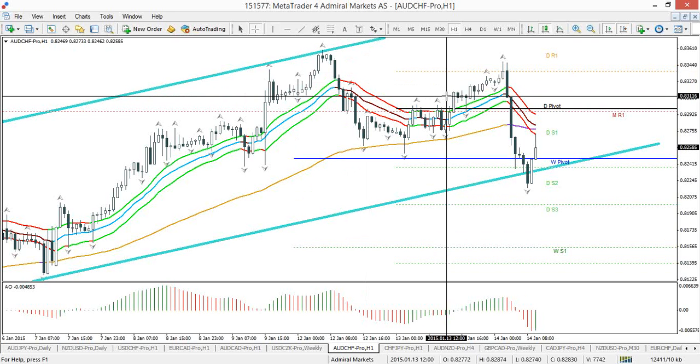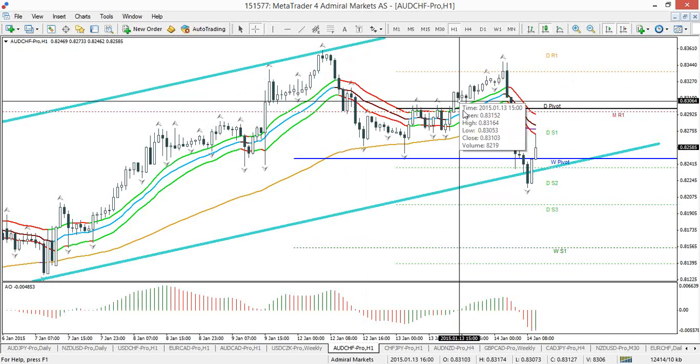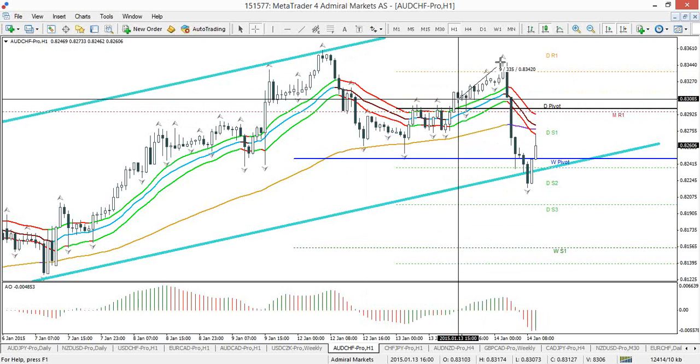Because regarding the pairs that I've looked at, I've showed you what I think is most valuable. The Aussie Swissie, by the way, made some upside here, but 40 pips will then crash pretty fast, actually.